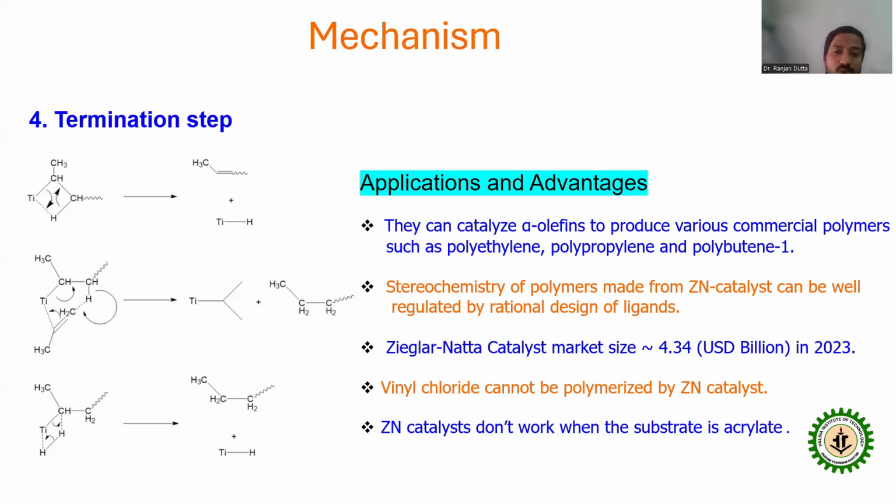It is so widely used that as per information from 2023, the Ziegler-Natta catalyst market value is around $4.34 billion. There are also some limitations of this catalyst. One is that vinyl chloride cannot be polymerized by Ziegler-Natta catalyst. At the same time, acrylate polymer cannot be produced using Ziegler-Natta catalyst.